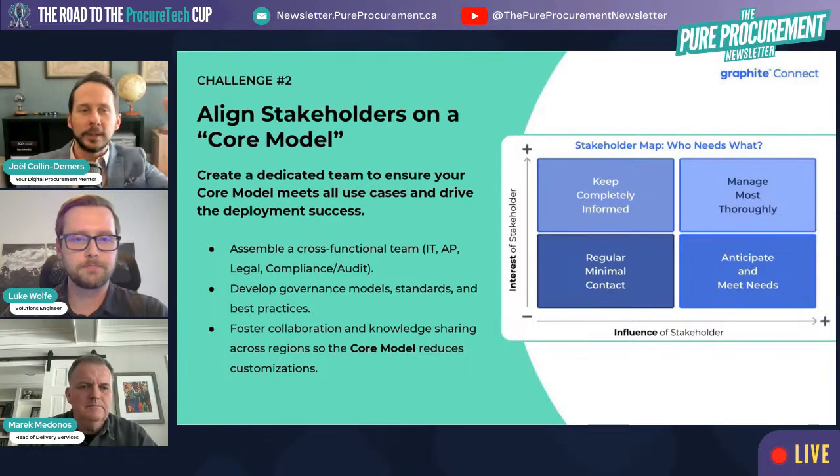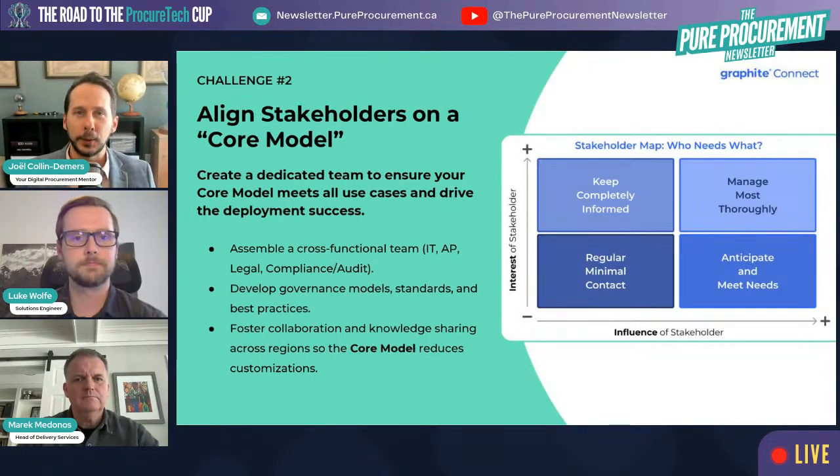Yeah, and you alluded to that core model aspect here, right? Which I think feeds into your second challenge. Yeah, sure. So let me take it from there.